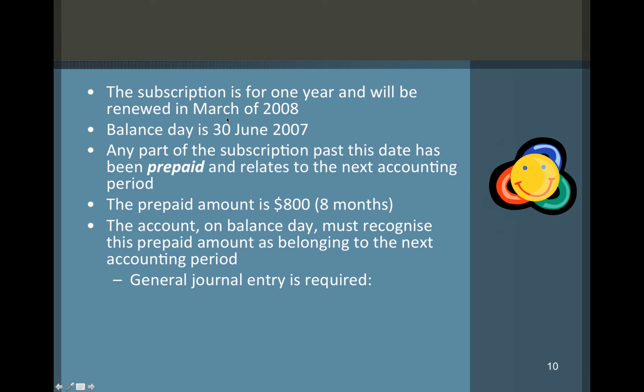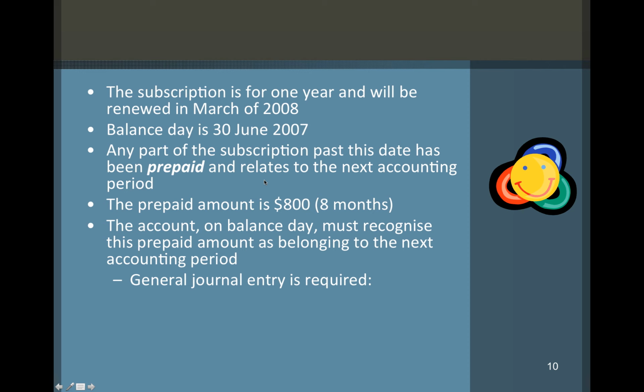So let's consider some details here. The subscription is for a year. We renewed it in March of 2008. So in 2008, it basically means that the subscription is going to expire, and if we want it to continue, we need to renew it next year. The balance day is the 30th of June of 2007.